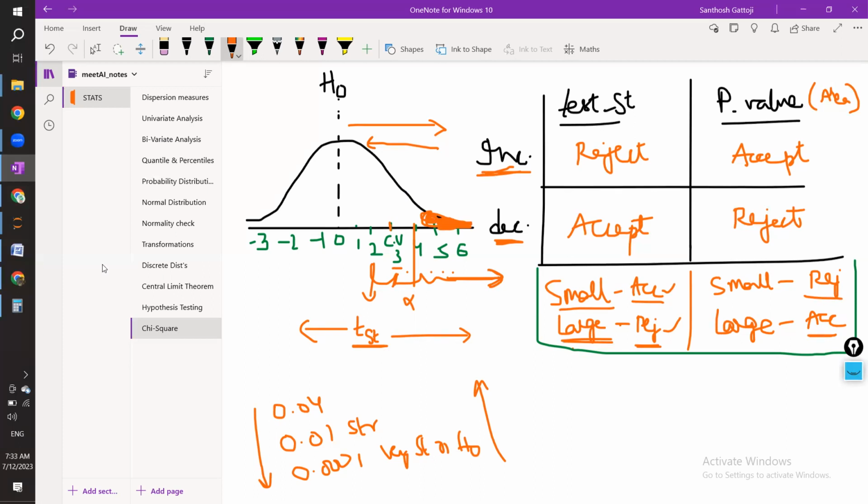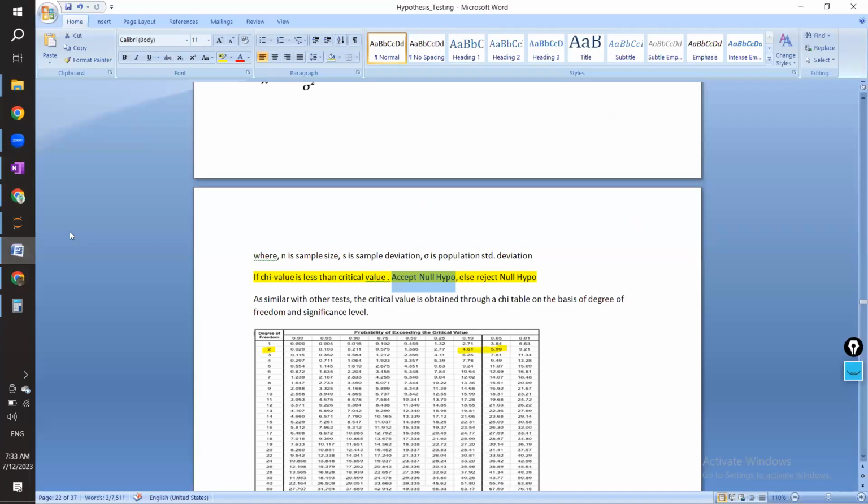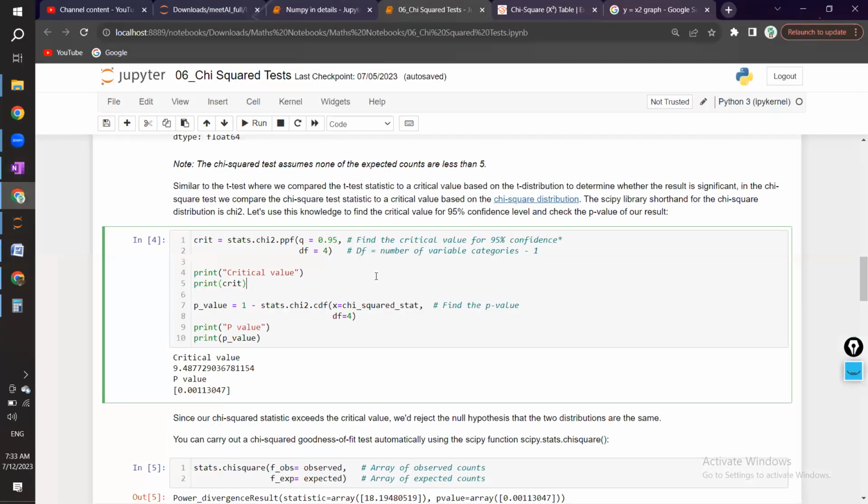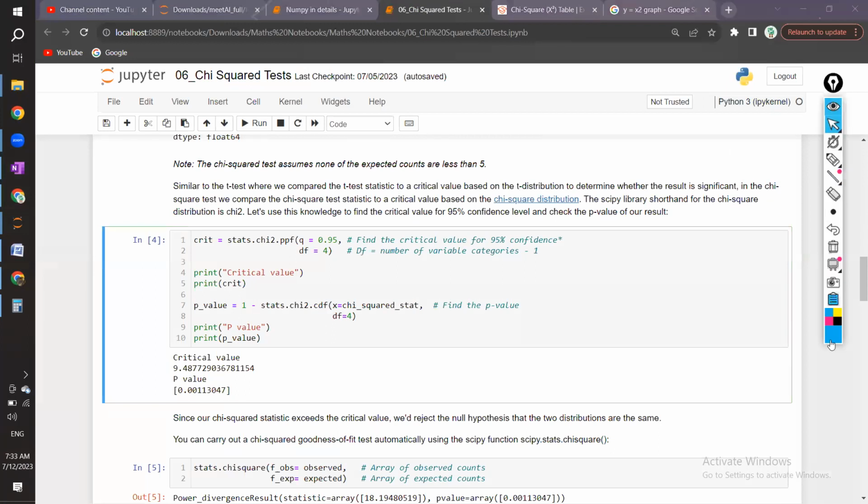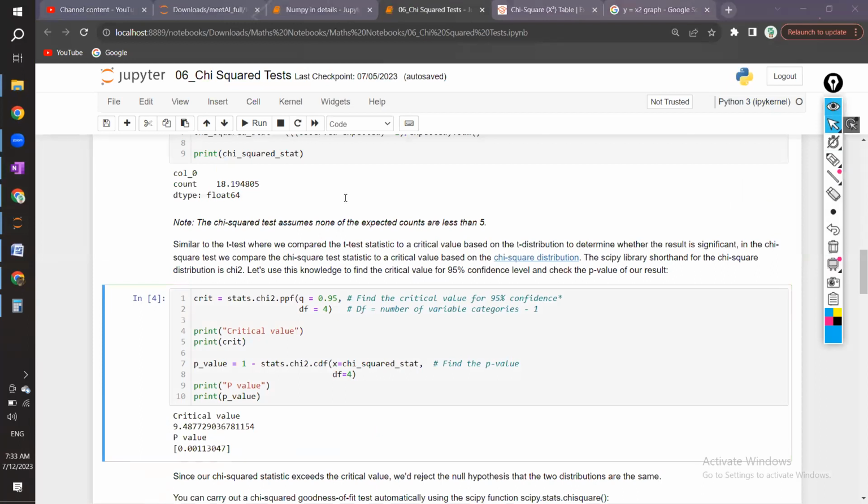Yeah, Santosh. Okay, so that's fine. Once we go back to our example, over here you have chi-square. What is chi-square, guys? Chi-square is 18, and our critical value is 9.48. What is chi-square? Chi-square is obviously greater than the critical value.